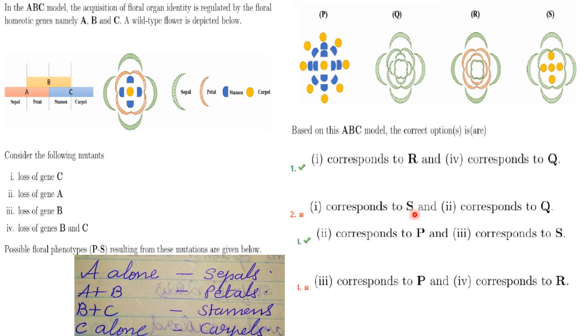1 corresponds to S, 1 corresponds to R. So that option is not correct. Now see the third option. 2 corresponds to P. What is 2?